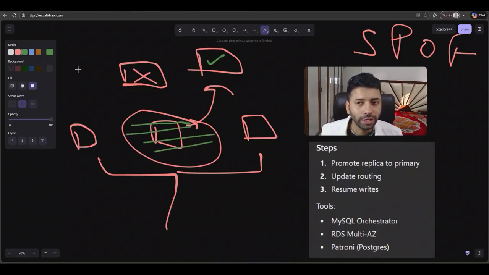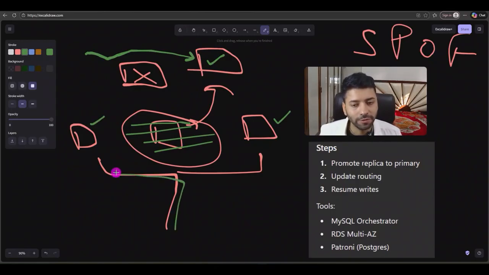All the routing which was happening for the write operations, instead of going to this, will now go to this because it is acting as the primary now. Then it will resume the write operations. These two will keep on acting as read replicas. So all the read operations which were earlier coming to 3 machines will now be routed only to these 2 machines, but the write operations will be redirected to this machine, as it is acting as the master now. In order to perform this, we can use tools like MySQL Orchestrator and more.